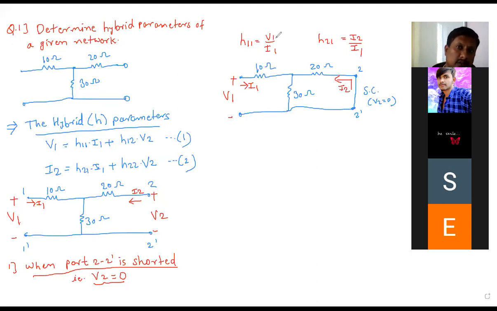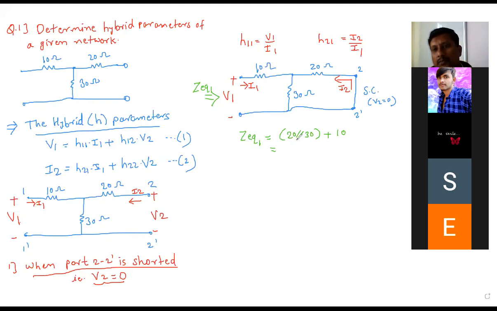So what I told, when the variables are of the same port, what do we find out? Z equivalent 1. So Z equivalent 1 from this port side. 20 and 30 are connected in series or parallel? Parallel. 20 is connected in parallel with 30 plus 10.